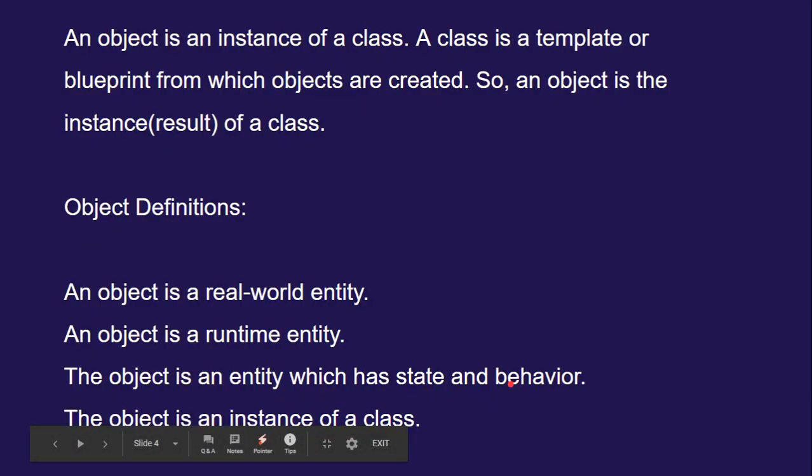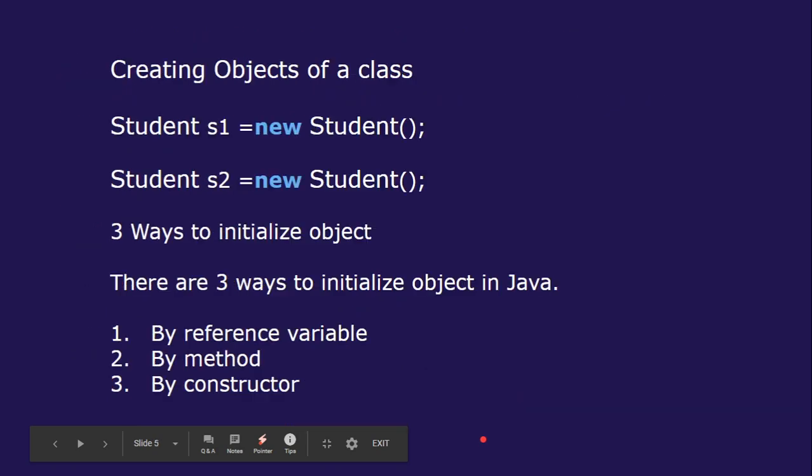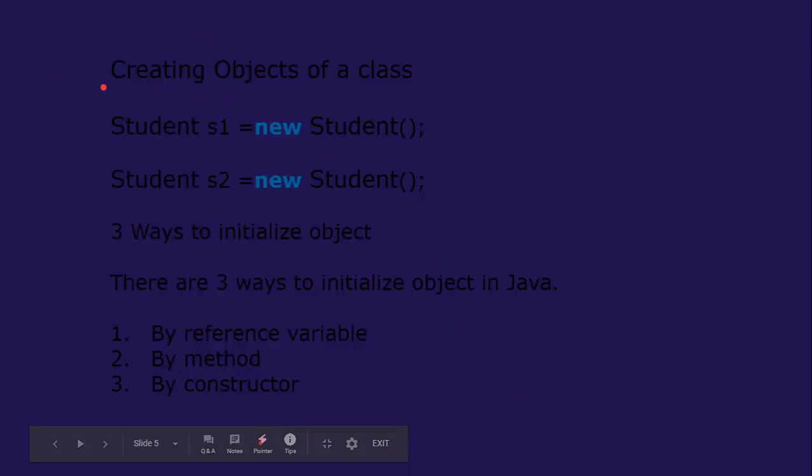That means the behavior of the object changes its states, so it goes state by state. And then we can also define an object as an instance of a class. That means we are initiating an instance, that is called an instance of a class. So an object is also called an instance of a class. And let us see how to create an object for a class.